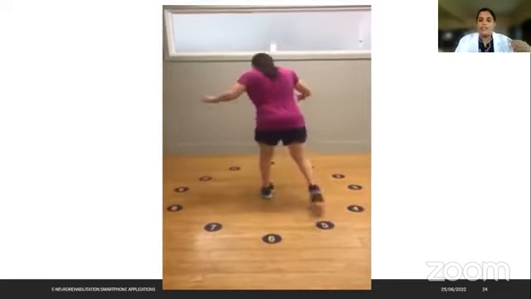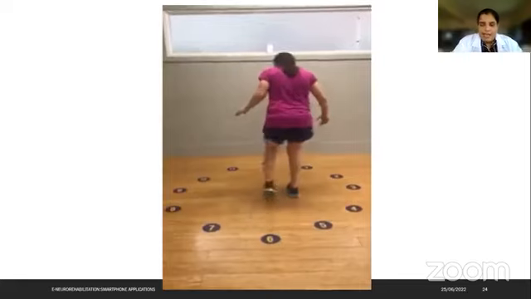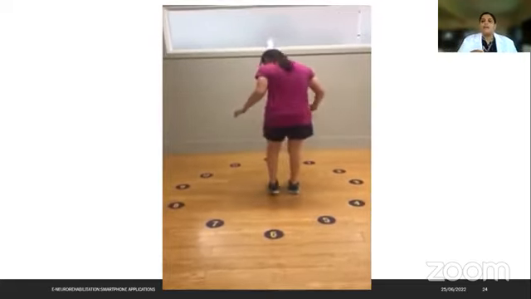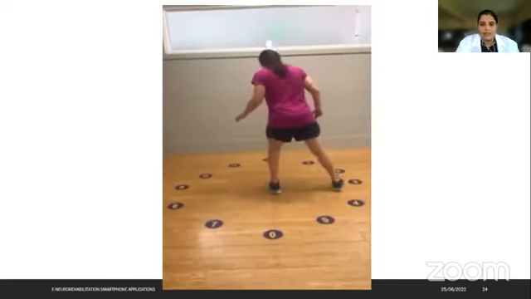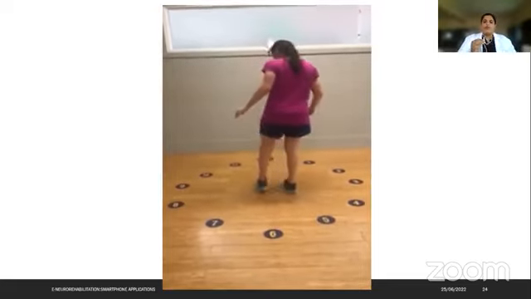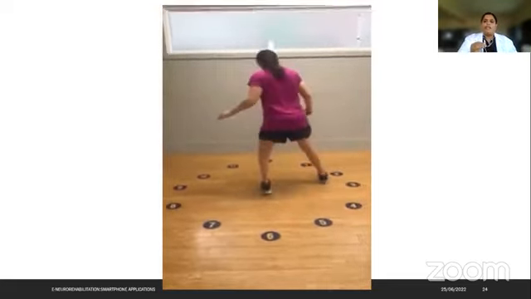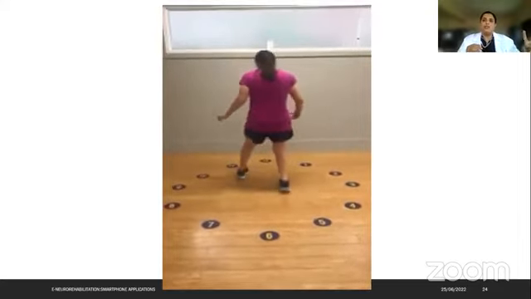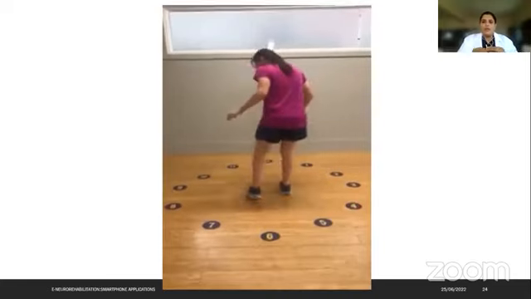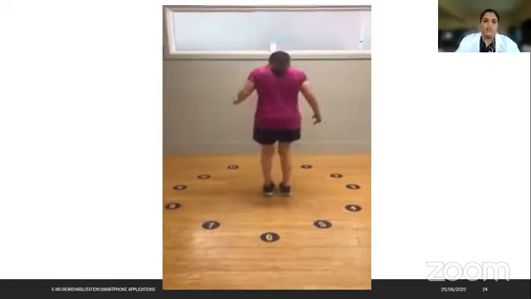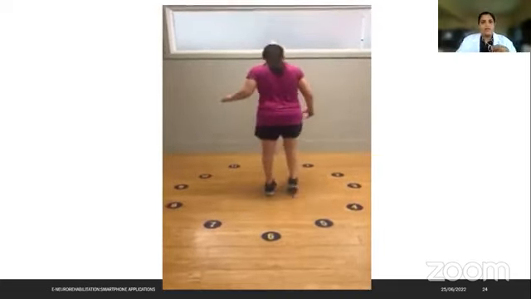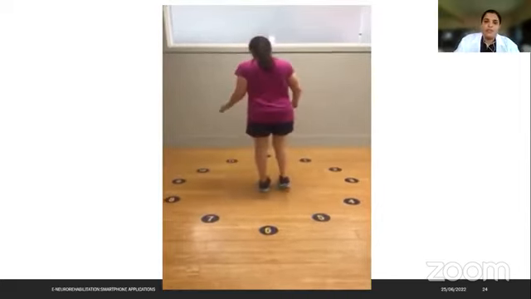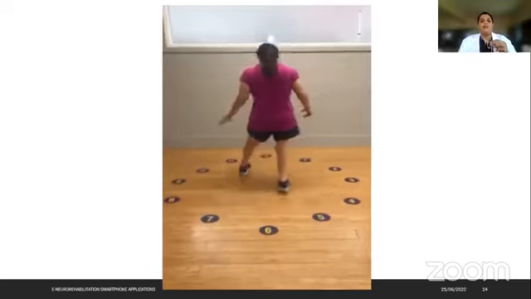Now, how is cognition trained in this app? Later on, instead of numbers, the numbers are replaced by various symbols, or the audio prompt will say, for example, 2 plus 3. Immediately the patient has to work out that 2 plus 3 is 5. So on 5, the patient has to put the right foot. In this way, cognitive training is also done. Again, the processing speed of the patient will improve, and reaction time will improve.